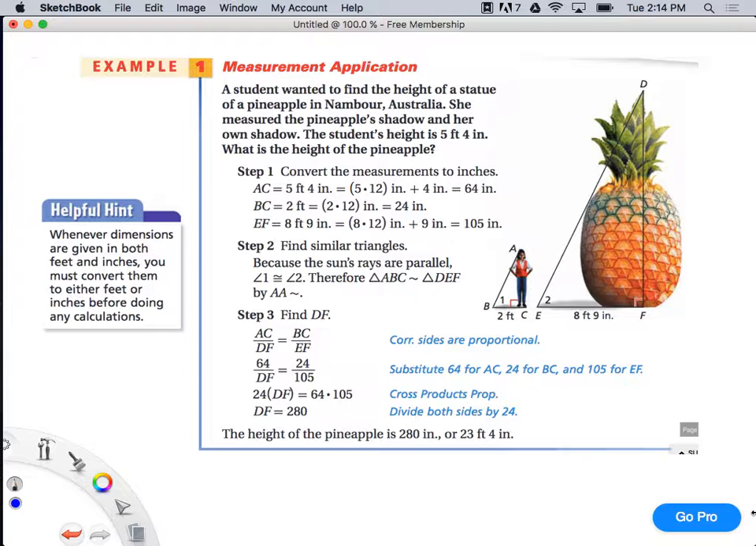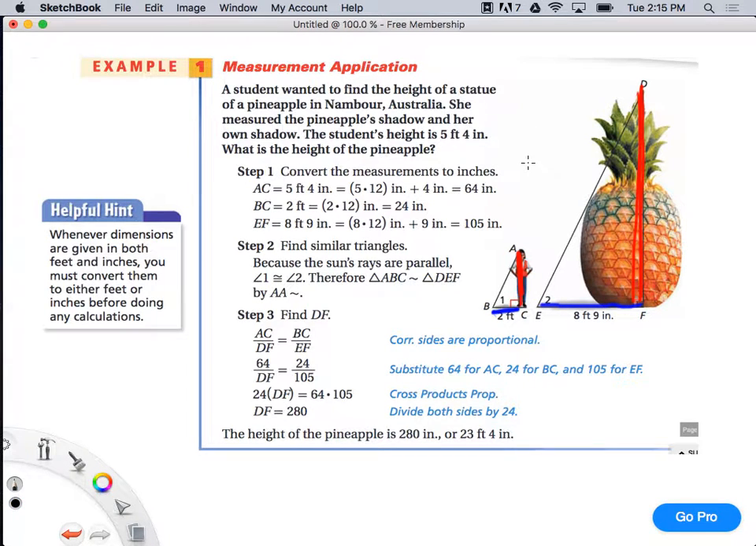Does that make sense? To bring back my colors, if this was blue here, then this would be blue here. And if this is red, the height of the girl here, then this would be red here. Does that make sense to you guys? So what's the ratio? Red over red equals blue over blue. That's the ratio that I set up. And I can use that to solve for, what do you think I'm solving for here, guys?